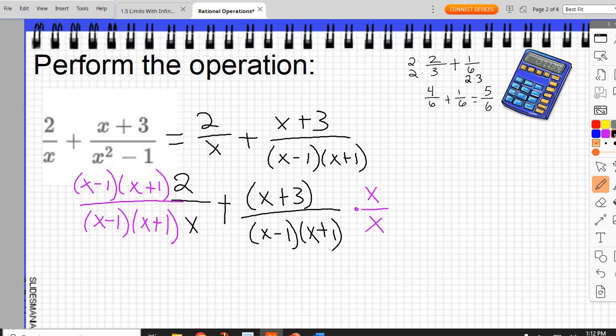Are we all okay with how I got those? It'd be the same thing like if we had 2/3 and 1/2, right? My 2 and my 3 do not share anything, so I just multiply each one by the other. So here, my x and my x minus 1, x plus 1 don't share anything, so I just have to multiply each of them by the other denominator. Now, notice, do I have the same denominators on both of those now?